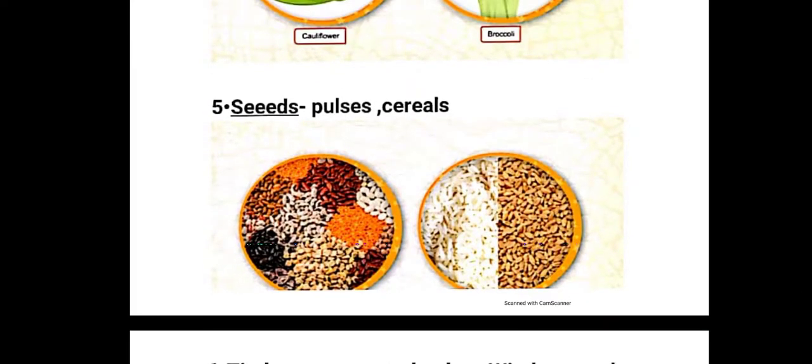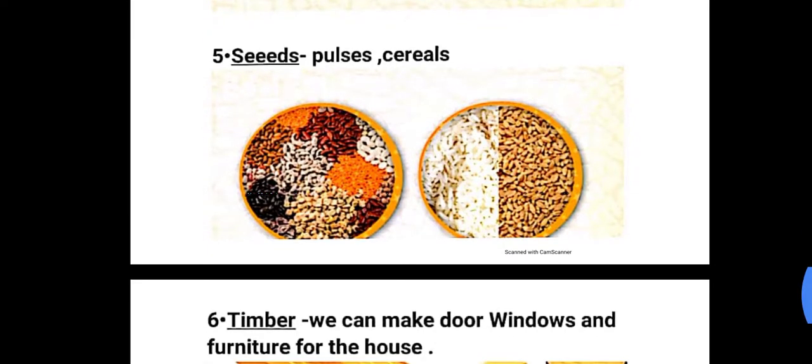Fifth point is seeds or cereals. Some plants give us food grains or seeds like maize, jowar, gram, rice. From these food grains we get bread and tasty popcorn and delicious cake. You are all eating all these things. We get all these things from the food grains or cereals.